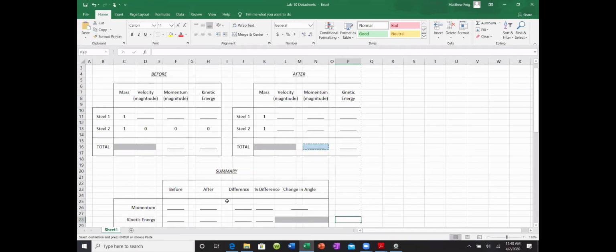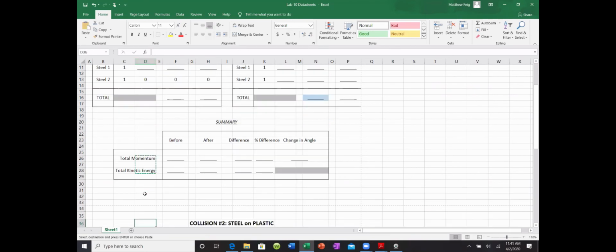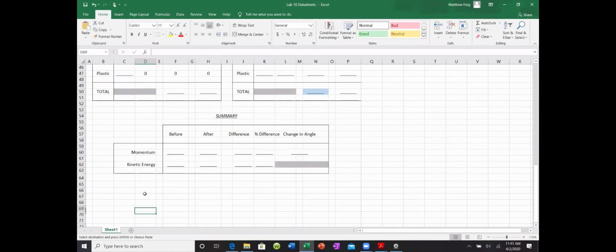And then a nice summary. Before the collision, this is total values. It probably should say total momentum and total KE. Whoop, total KE. So that probably should have said that. So these are just the totals. I don't care about the 1s and the 2s in the summary table. I'm going for the totals.